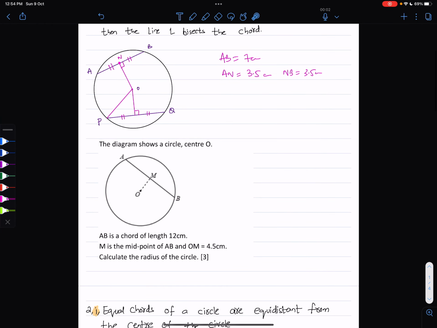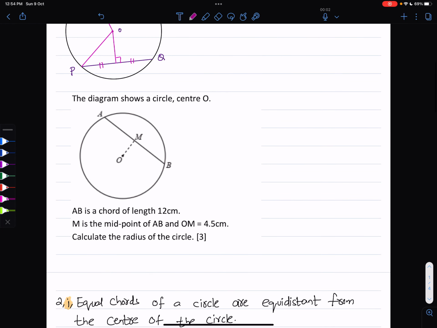Coming back to the property, let's do a question now. The diagram shows a circle with center O. AB is a chord of length 12 centimeter, and they have told you that M is the midpoint of AB and OM is 4.5. So this length is basically 4.5. OA is the radius of the circle, as you can notice over here.